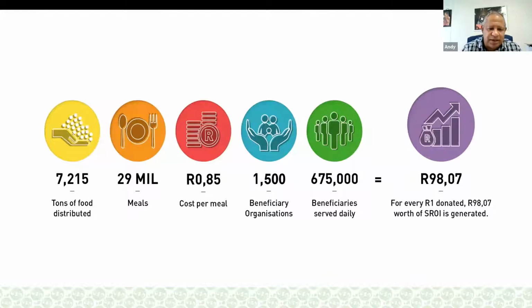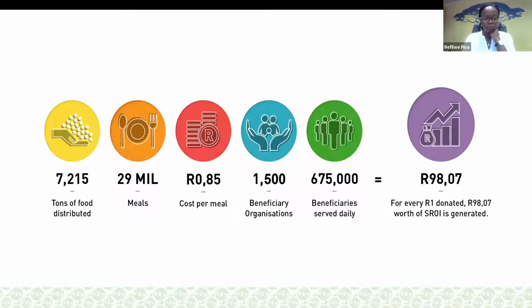We were able to collect 7,200 tons of food, translating into 29 million meals. And the cost per meal is only 85 cents because all the food is donated. All that is required from us is to set up the logistics and warehousing network to connect where the food is to the people that need the food. We support 1,500 registered beneficiary organizations every month with food, reaching, as I said, roughly 700,000 people. And there's a beautiful stat there at the end, what we call the social return on investment impact study, which was concluded, and I'll share more about that later.